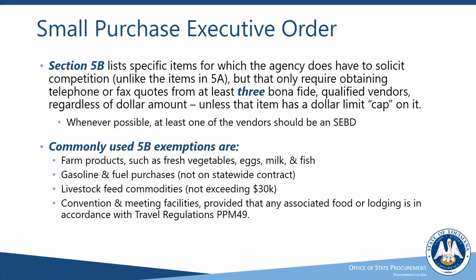What sets this apart from Section 4B of the executive order is that the majority of these items do not have any dollar limit for obtaining quotes, although a few do have caps. Also, if an agency is obtaining quotes for one of these specific commodities, they do not have to contact OSP for prior authorization. So if you're utilizing one of these listed on 5B, you do not have to call OSP to get authorization to utilize quotes.